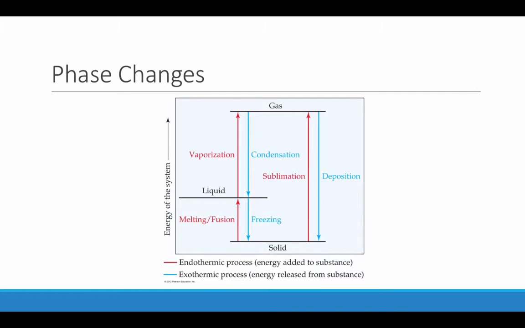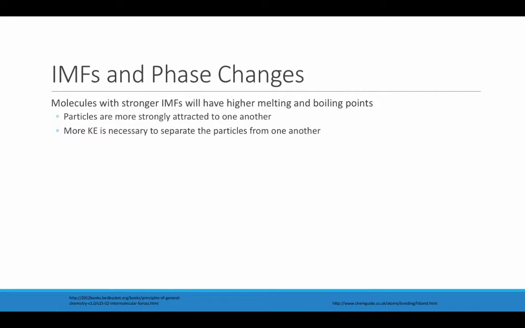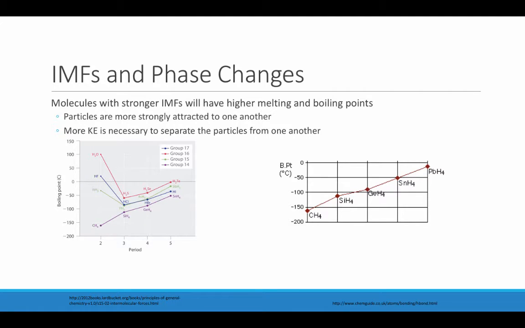Finally, phase changes are another property affected by IMFs. As we saw in the previous video, molecules with strong IMFs will have higher melting points and higher boiling points. This is because the particles are more strongly attracted to one another. Therefore, more kinetic energy is required to separate the particles from one another.